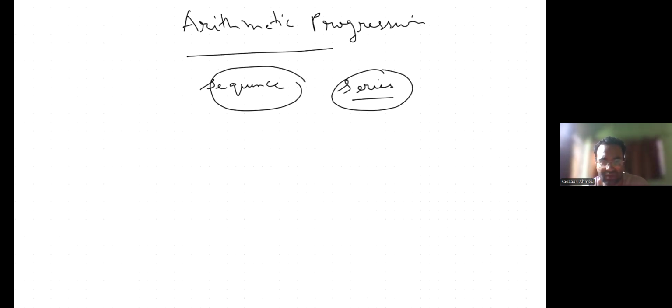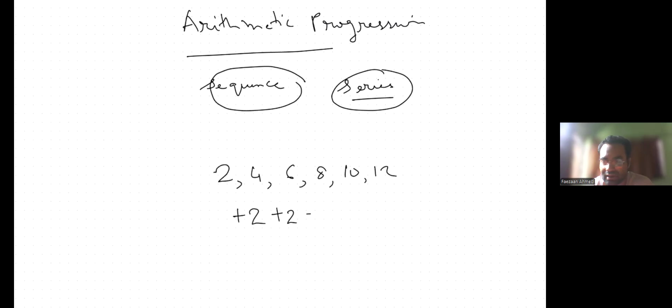So let's say 2, 4, 6, 8, 10, 12. So what we have here is that we have six different numbers, but they have a certain sequence that is being followed. What is the sequence being followed? Let us understand that. So I think the sequence being followed, as you can see, if you compare the numbers, this is plus 2, and this is again plus 2, and this is again plus 2, and so on.